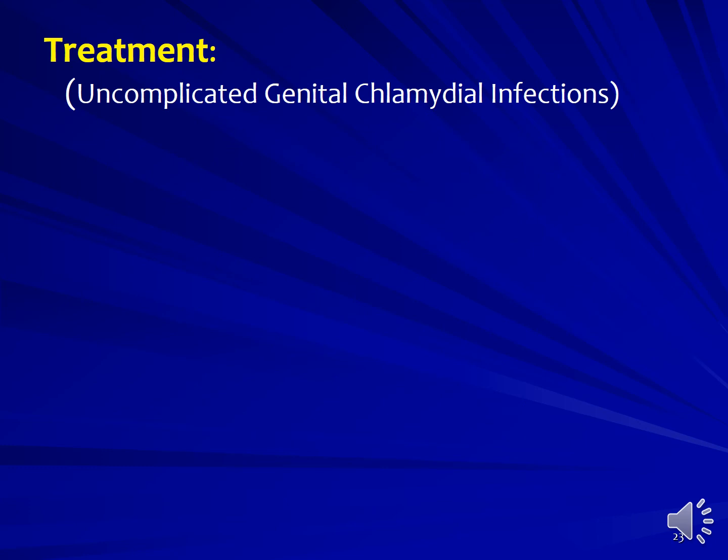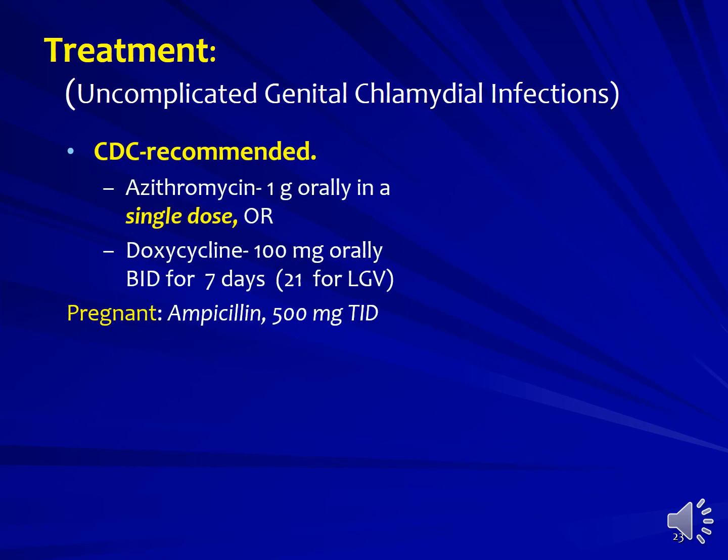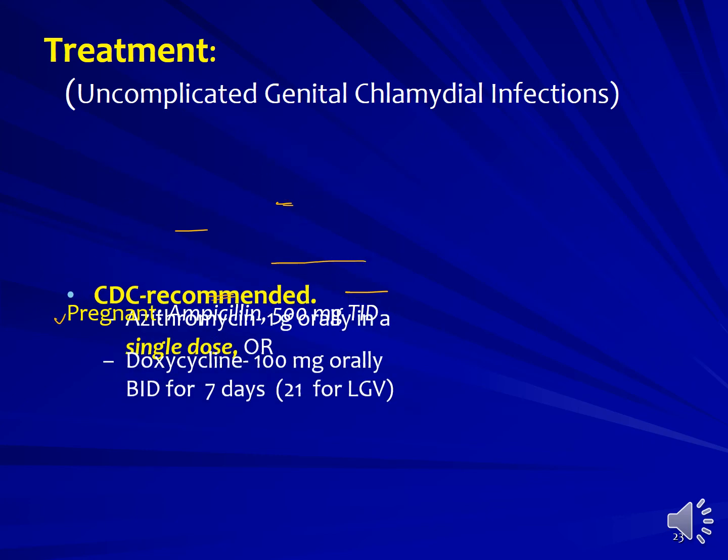Treatment for uncomplicated genital chlamydial infections, according to the CDC guidelines: azithromycin 1 gram orally in a single dose, or doxycycline 100 milligrams orally twice a day for about 7 days. But in case of lymphogranuloma venereum, we have to give it for 21 days. And for the pregnant woman, we have to prefer ampicillin 500 milligrams thrice a day.